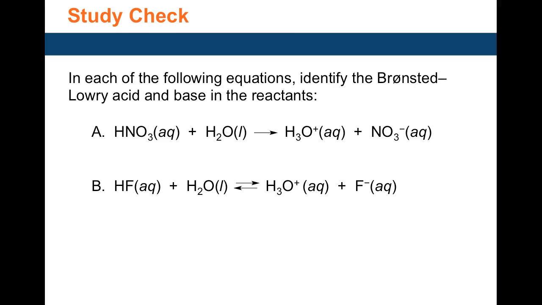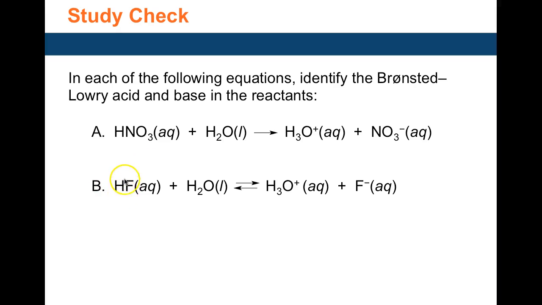All right, so in the study check, it says in each of the following equations, identify the Bronsted-Lowry acid and base in the reaction. You can see here, this has to be the acid because the H plus comes off and latches onto water, because on the other side you see it's H3O plus and the H plus has come off, so therefore you're left with the nitrate ion. So HNO3, nitric acid, is the acid and water is the base.